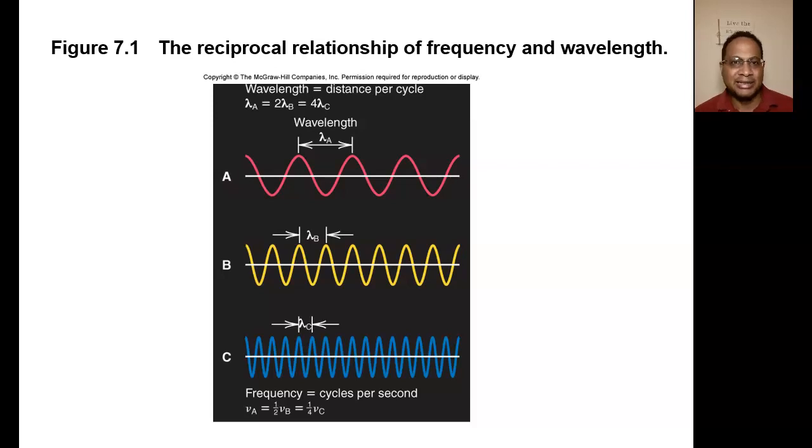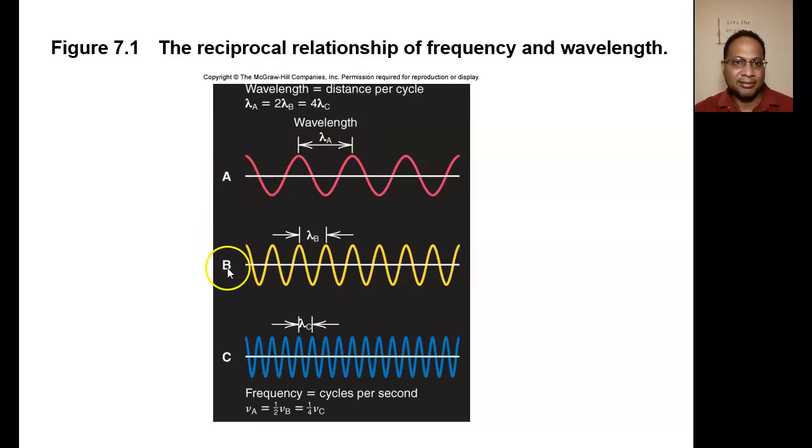So let me explain this in a little more detail in terms of a pictorial diagram. So we're going to look at the reciprocal relationship of frequency and wavelength. So here I have a nice diagram to represent a good relationship between frequency and wavelength. So on the top I have my wavelength, that's a distance per cycle. So a wavelength would be like from one corresponding area on the wave to the exact area on another wave. So say from peak to peak, that's one wavelength, or from trough to trough, that's a wavelength. So this is the wavelength for A.